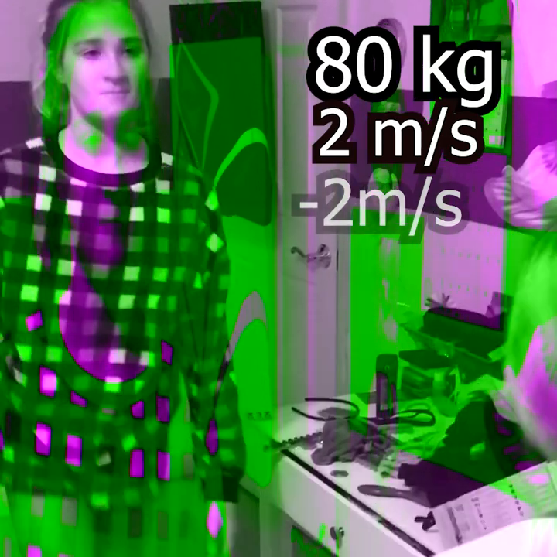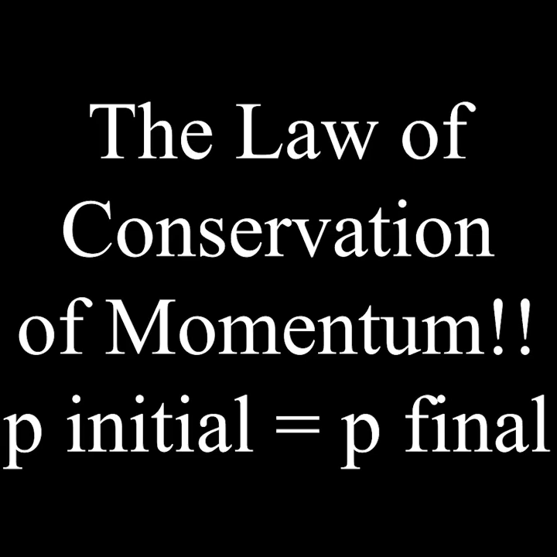Now that we understand how the equation is derived, let's see it in action. Take these two fools running into each other. They both weigh about 80 kg and are moving at 2 meters per second on an essentially frictionless surface. As you see, when they run into each other, they bounce back and are now moving 2 meters per second in the opposite direction of where they once ran. This is the law of conservation of momentum in action.